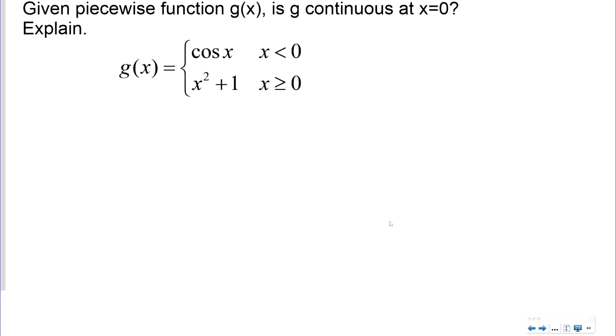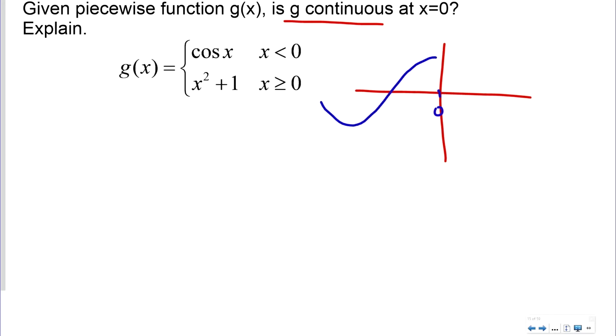All right, so let's look at this piecewise function. If we were to try to draw this piecewise function, we're trying to see if g is continuous at x equals 0. Where is the breakpoint? On the left side, you're going to use cosine of x. So cosine of x looks something like this, coming towards 1 on the left side. So this will be 1. And of course, it's an open circle because this doesn't have an equal sign. And then on the right side, you have x squared plus 1.